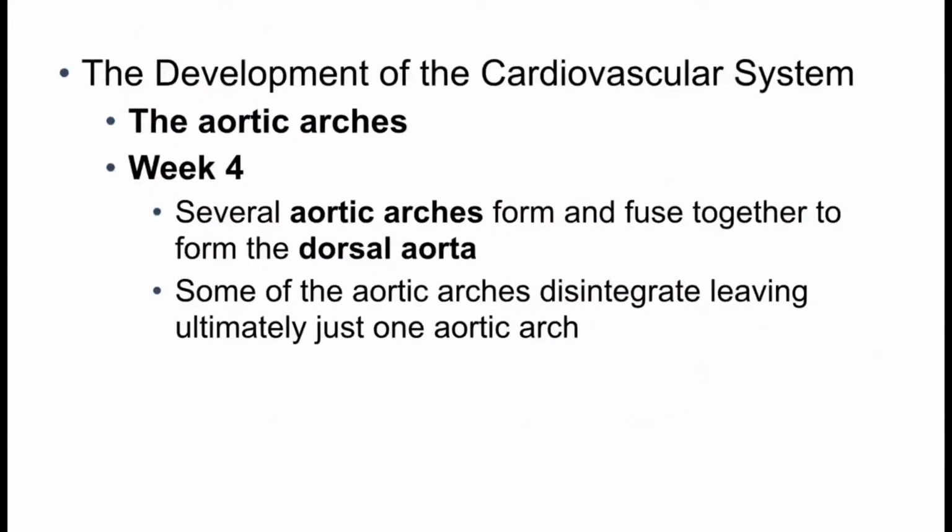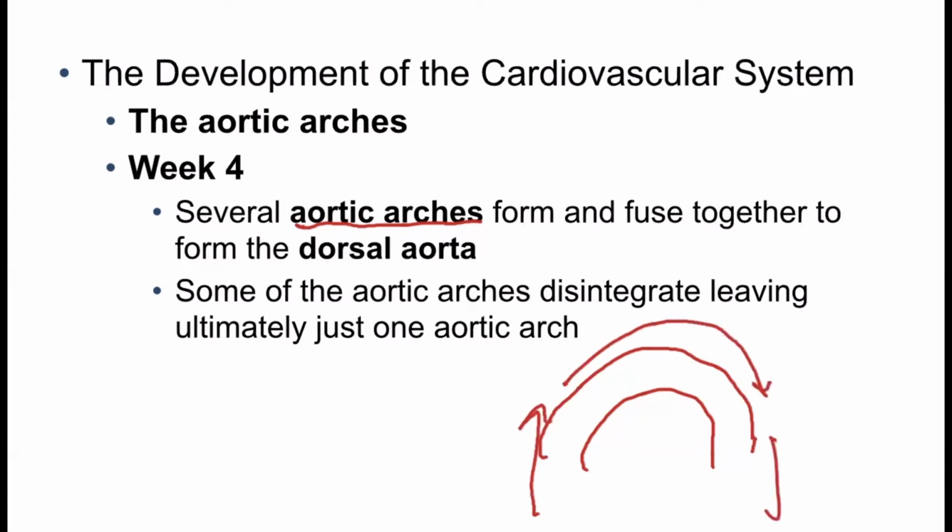The cardiovascular system. At week 4, you start to form the aortic arches. Remember the aortic arch? It starts to fuse together from the dorsal aorta to form that in the fetus. Some of the aortic arches disintegrate, leaving only one aortic arch. As your aortic arch comes across, there's several of them, and the other ones disintegrate. So at birth, you only have the one aortic arch coming out from the left ventricle. The left ventricle comes up into the ascending aorta, your aortic arch, to your descending aorta. Your thoracic aorta goes through the diaphragm to the abdominal aorta. So you have several aortic arches that are forming, but the other ones disintegrate, leaving just one.